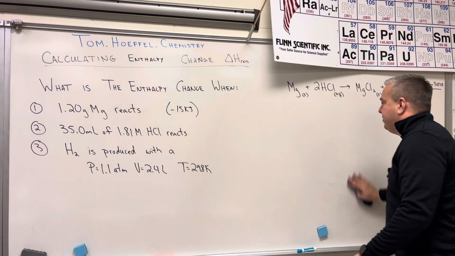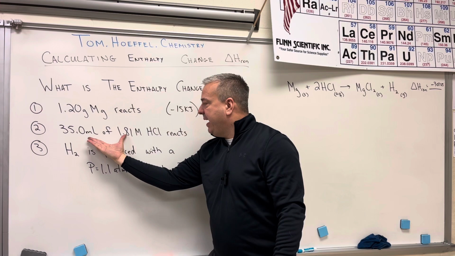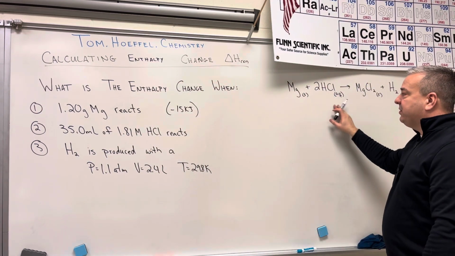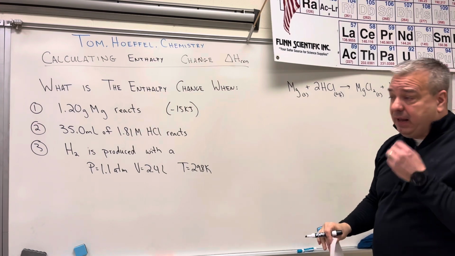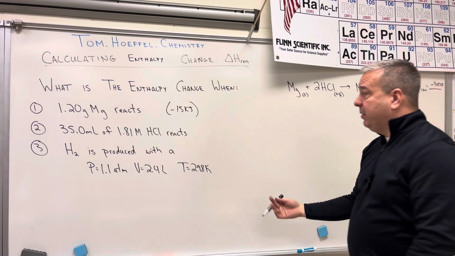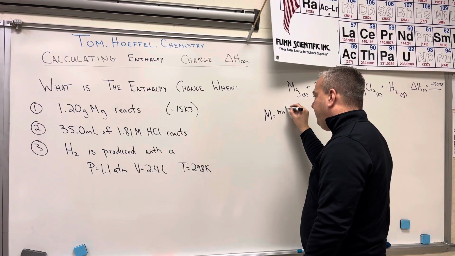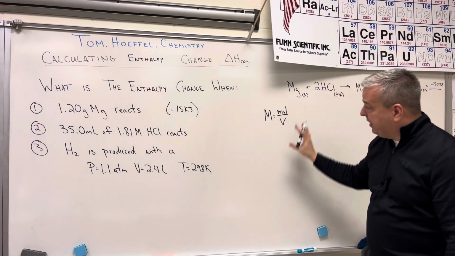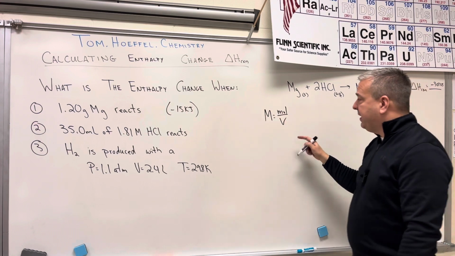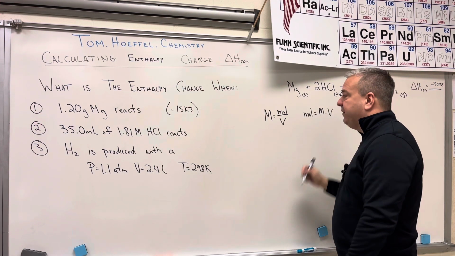The next question says, what if 35 milliliters of 1.81 molar hydrochloric acid reacts? Well, now we're talking about a solution, but the same thing is true. I'm going to try to get that information into moles. To do that, I'm going to use the molarity equation. Whenever you have a solution, a lot of times you're going to use this molarity equation. With some cross multiplication, moles is equal to molarity times the volume.